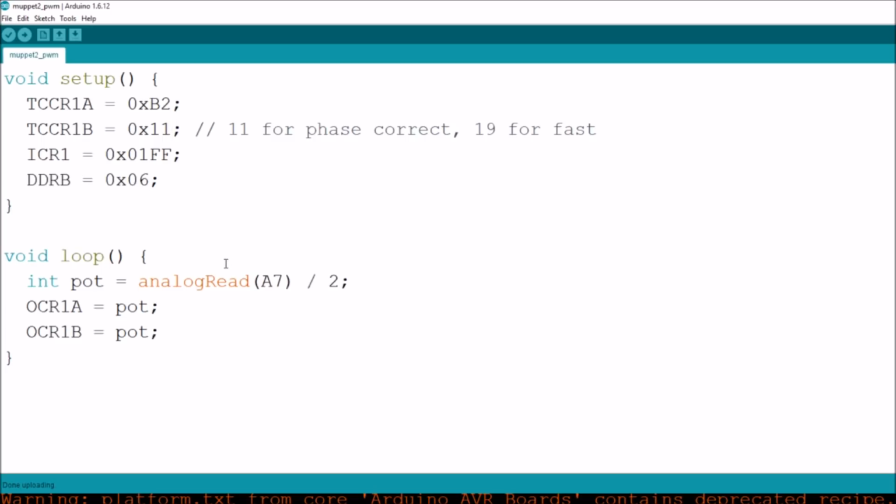I'm doing an analog read because doing analog read by reading and writing registers directly would be quite challenging. And then I'm writing the pot value to OCR1A and OCR1B. Those are the two waveforms we're looking at on the scope. And by writing different values to these two registers, we can change the mark space ratio.